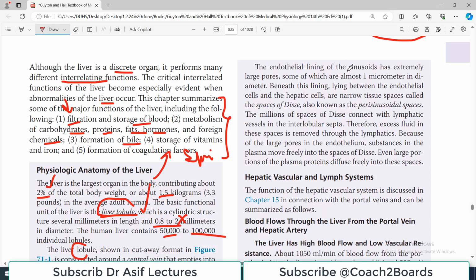The endothelial lining of the sinusoids has extremely large pores, and this is a speciality of the liver sinusoids. They have big pores, some of which are as big as 1 micrometer in diameter. And beneath this lining, lying between the endothelial cell and the hepatic cell, is a space called the space of Disse, which is also known as the perisinusoidal space.